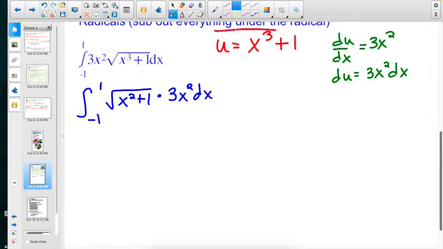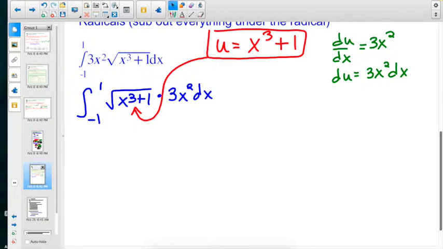I'm going to go ahead and substitute out everything under the radical here. Should it be x to the third right there? Yes, it should be. Good catch. Change that to a 3. There you go. Well, I get good every once in a while.